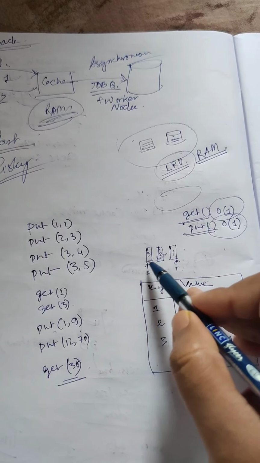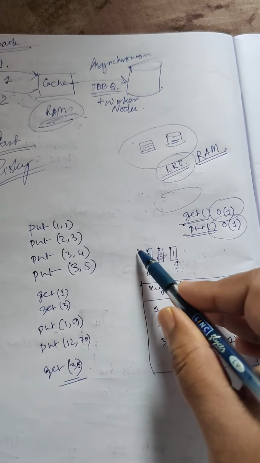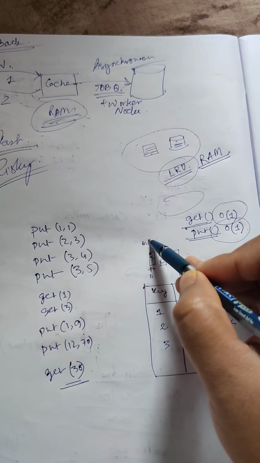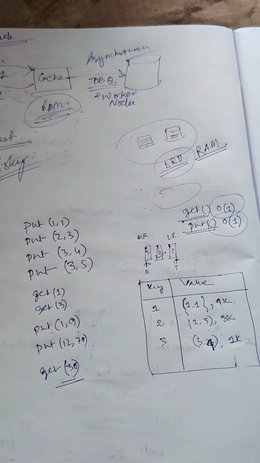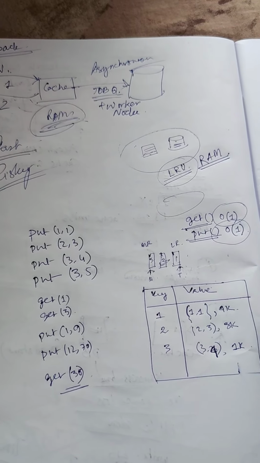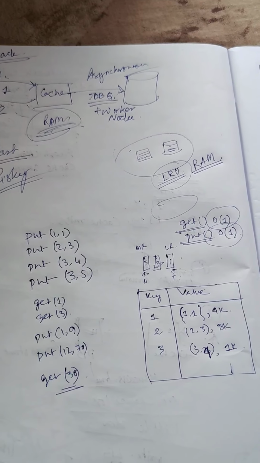So two pointers are going to point at these two items, which are the most recent item and the least recent item. Now how will you define that least recent item? That is actually based on the operation.